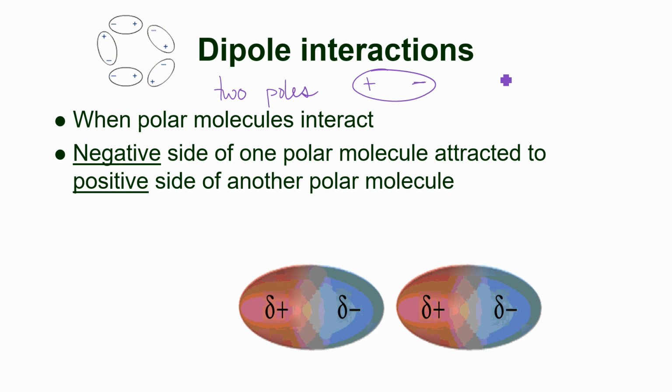And when you line up two of these polar molecules, the negative side of one molecule is going to attract the positive side of another molecule. They're going to be like magnets, right? So they're going to attract each other. That is a dipole interaction, a negative to positive attraction. It only occurs within polar molecules, and it is a stronger interaction than the dispersion forces.